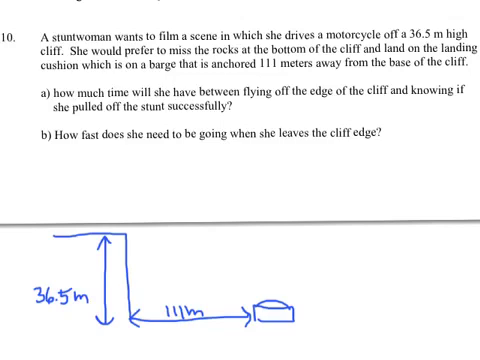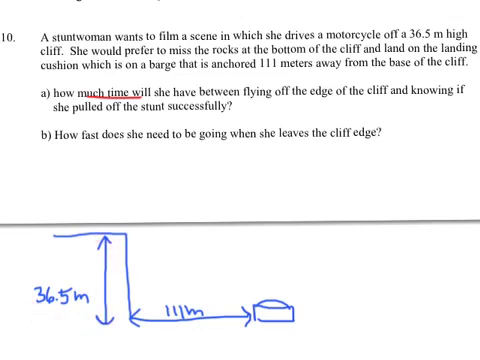And that's all the information I have, other than we assume she's on Earth where the gravity is 10 meters per second squared. So, how much time will she have between flying off the edge of the cliff and knowing if she pulled off the stunt successfully? Well, remember, how long you're in the air is not a function of horizontal motion. It is always a function of vertical motion, either vertical velocity or vertical distance. In this case, it's vertical distance.